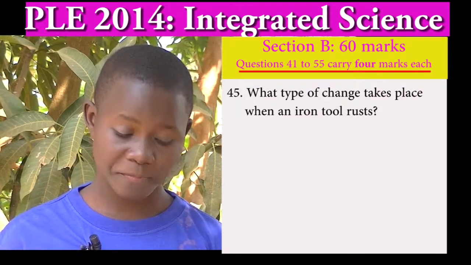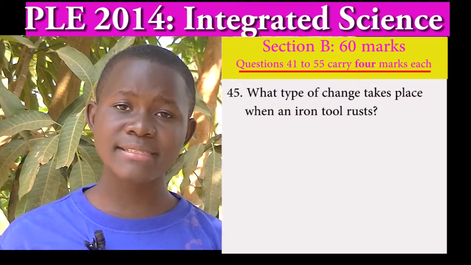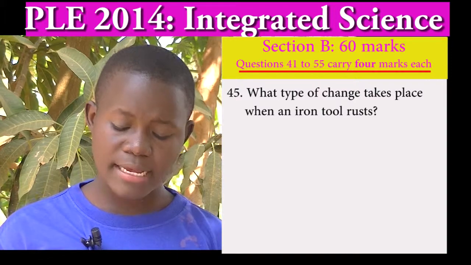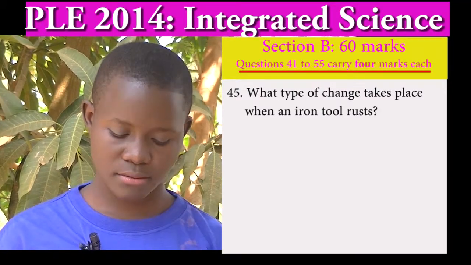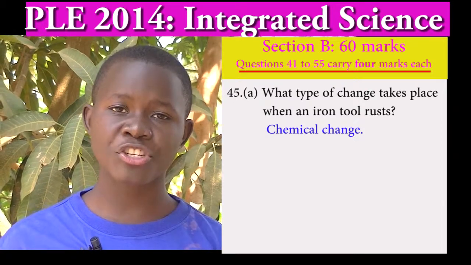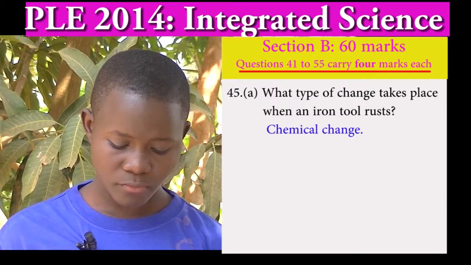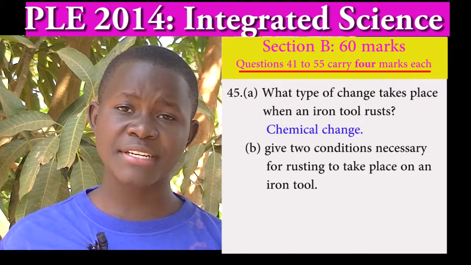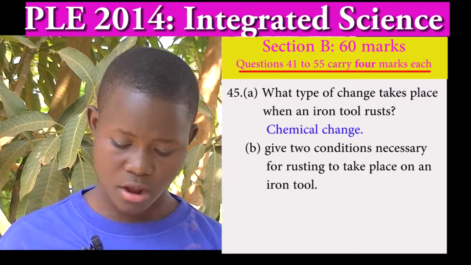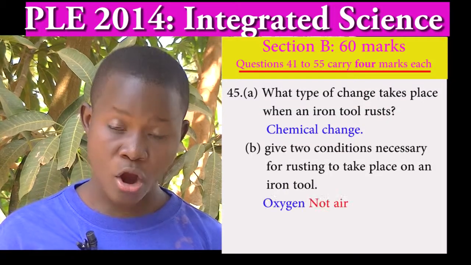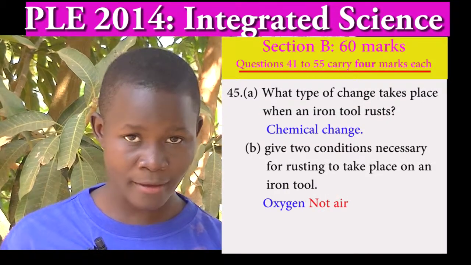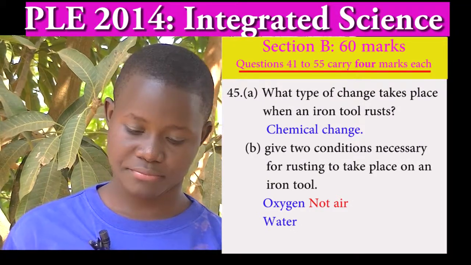Number 45. What type of change takes place when an iron tool rusts? Chemical change. Give 2 conditions necessary for rusting to take place on an iron tool. Oxygen, not air. Water.